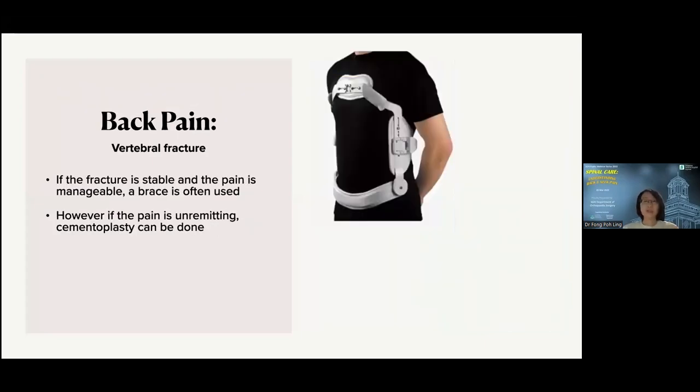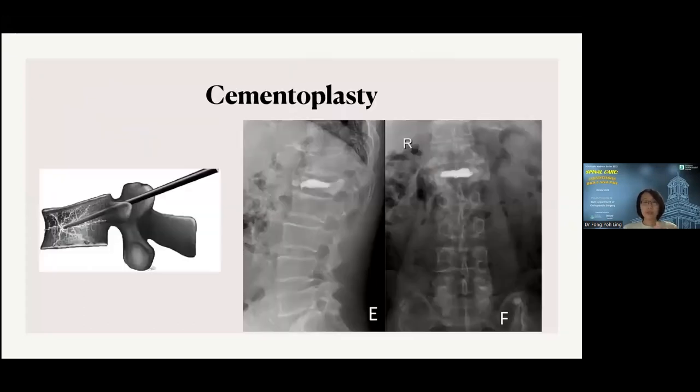What happens in fractures? In vertebral fractures, there are ways to manage it conservatively. If the fracture is stable and the pain is manageable, we often use a brace, as seen in this picture here. This is what we call a Jewett brace. However, if the patient still has very severe back pain, we can do what we call cementoplasty. Cementoplasty is a procedure whereby using a needle, we inject cement into the bone itself that is fractured. To diagnose the fracture, this is usually on an MRI where we see what we call bony edema, or a bruise in the bone, which shows that the fracture is acute. By putting cement into the area, it actually holds the bony pieces together and therefore achieves pain relief.